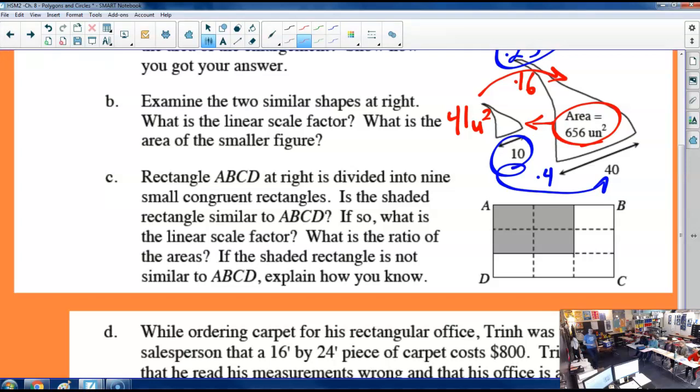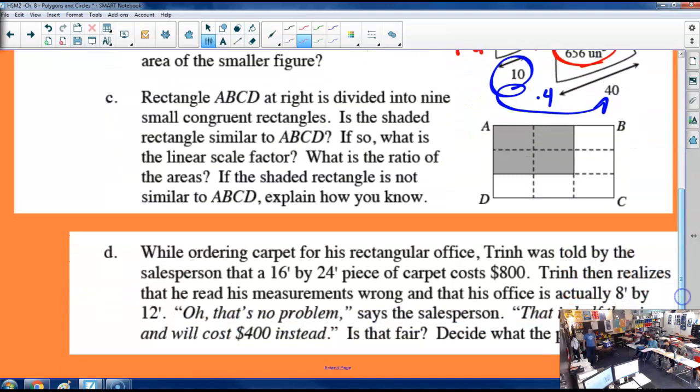Same thing happens going back and forth for fraction scale factors. If we went from ABCD to the new shaded part of ABCD, our scale factor there would be 2/3. Or 3/2 if we're going up, right? If we went from the shaded region up to ABCD, same thing works with fractions. It just, the math gets funky.